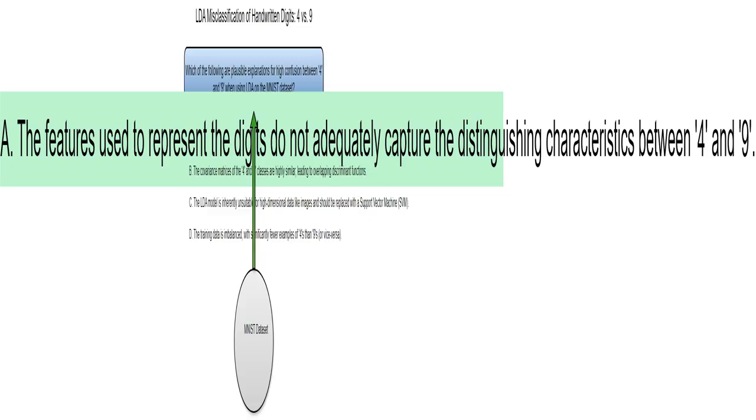I think this is a plausible explanation. If the way we represent the digits as data, features, doesn't highlight the key differences between 4 and 9, then LDA will obviously struggle to tell them apart. Imagine trying to distinguish two birds based only on their weight. If they weigh about the same, you won't differentiate them.